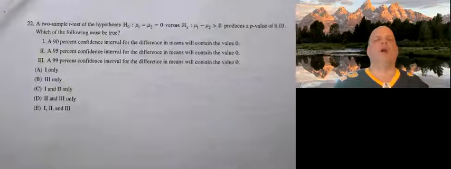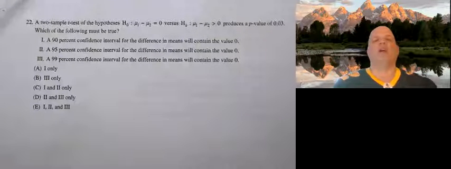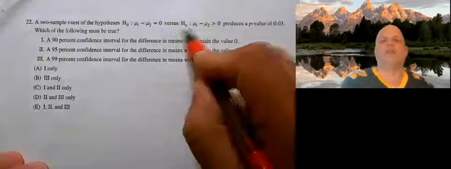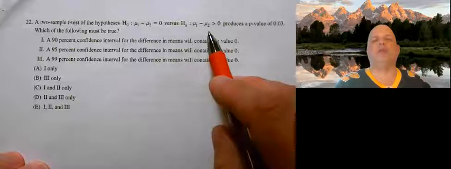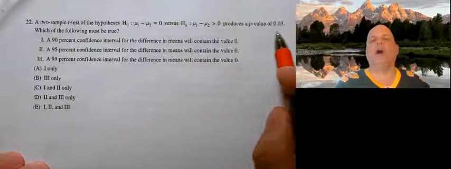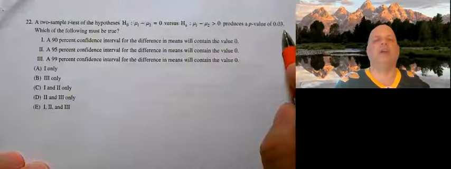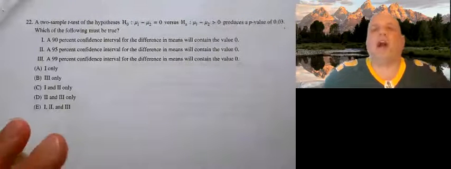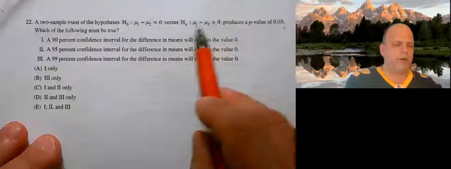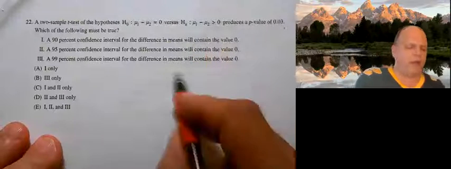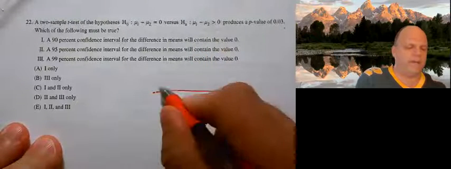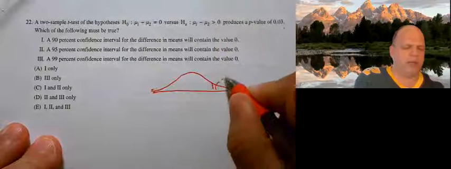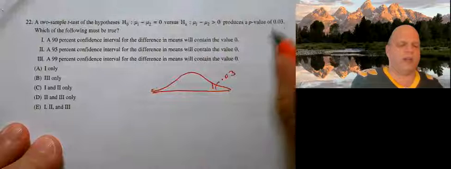All right, number 22, a two-sample t-test for the hypothesis mu1 minus mu2 equals 0. In other words, no difference. And mu1 minus mu2 is greater than 0, produces a p-value of 0.03. Which of the following must be true? And they start talking about a confidence interval. Well, here we have a one-tailed test with a p-value of 0.03. So we end up with a p-value of 0.03, but that was for a one-tailed test.